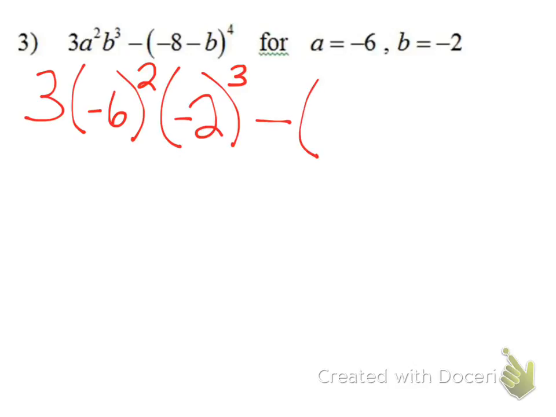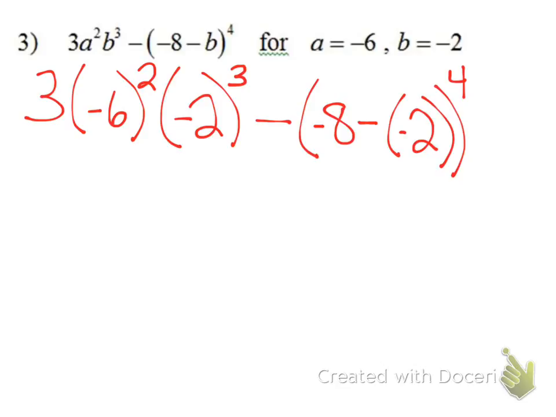Minus, open some parentheses. You have your -8, then your minus, then your -2 for the b. Close it up again because you open 2 sets of parentheses, and then the 4. So it looks like I did a lot there, but remember, all I'm doing is taking the a's out, putting -6's in parentheses, taking the b's out, putting -2's in parentheses.